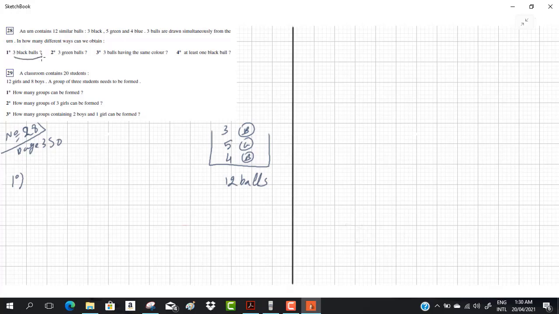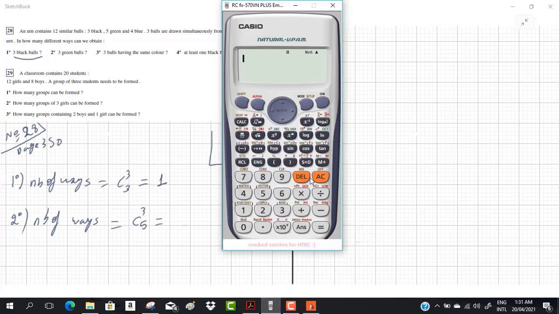If the 3 balls are black, if we want to select 3 black balls, so we are only selecting from the black balls. Number of ways in this case, C3 out of 3 equals 1. Part 2, if we have 3 green balls, number of ways of selecting 3 green balls, we are only selecting from the green. 3 out of 5, and the answer is, I think, 10. 5C3. It's 10.